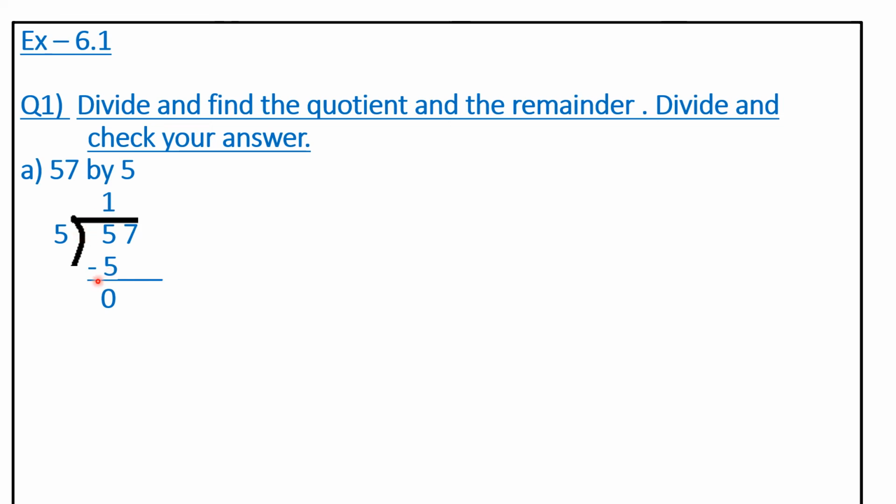And then you will do subtraction here. So 5 minus 5 is 0. And now we will carry this 7. So we will mark an arrow sign here and then we will carry this 7. So what we will have? This 7. Now children, we have to divide this 7. So now you will read the table of 5 and then you have to get this 7.